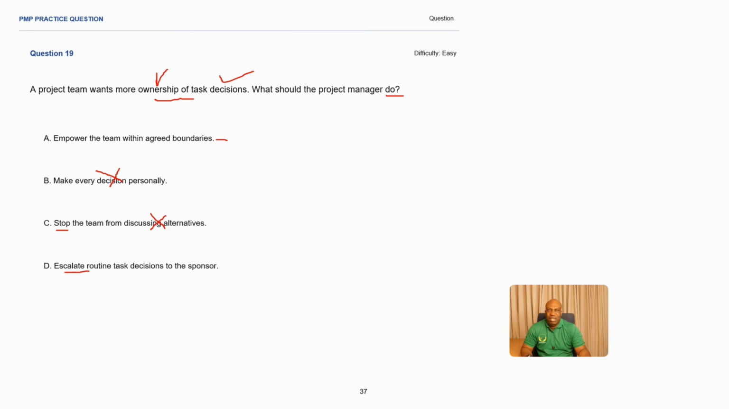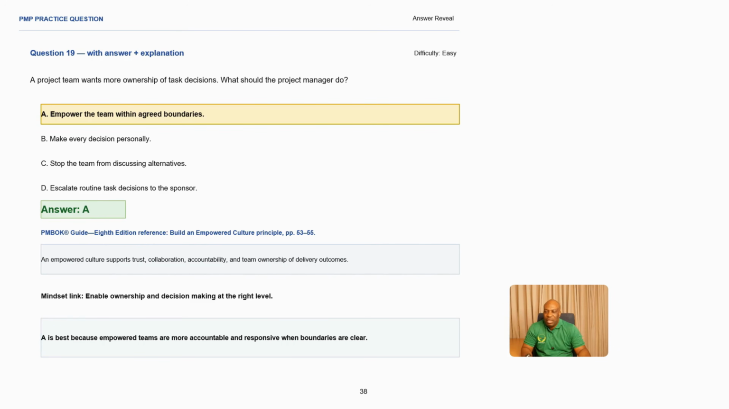This is the responsibility of the project manager. You cannot just push it to the sponsor like that, making this an incorrect answer. So the best answer here is A, which is empower the team within the agreed boundaries. You empower the team, but you give them boundaries because they want ownership and they also want to make some decisions. Making A the best answer. And what is our reference here? We reference our PM book on the build and empowered culture principle, which is page 53.